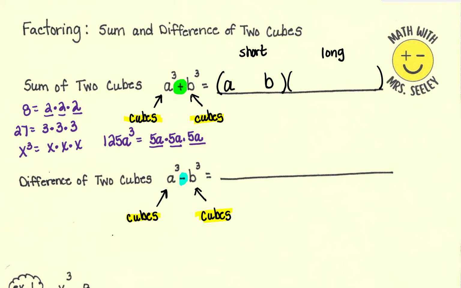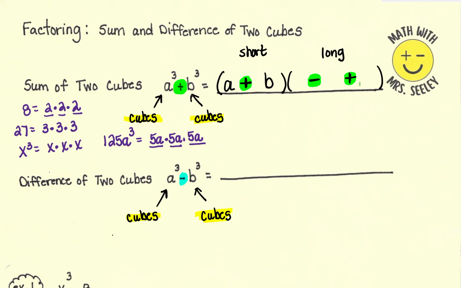The signs are very important when you're factoring these cubes. The sign in the original problem is going to be the sign in the short parenthesis. After that, the rule takes over. It's going to go plus, minus, plus. So when you have addition, a sum, it must go plus, minus, plus.